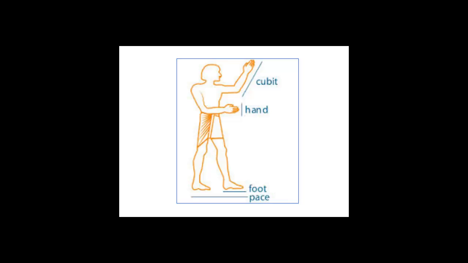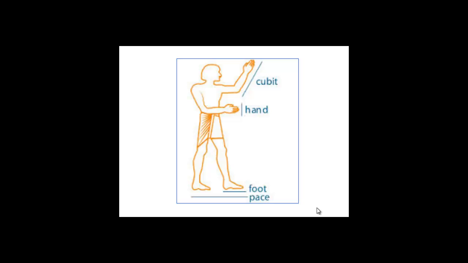The obvious problem with such measurements is that there was no standard. Two different people could have different sized feet or arms. The standardization of these old measurements was put in place by the rulers of the time, hence imperial units.